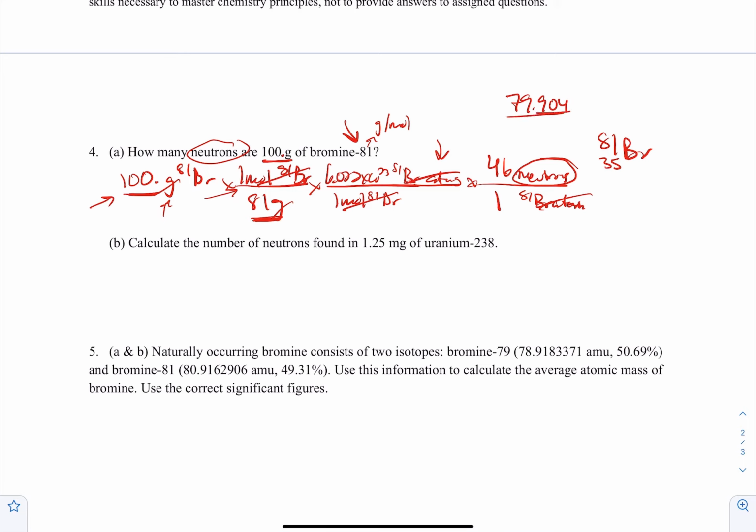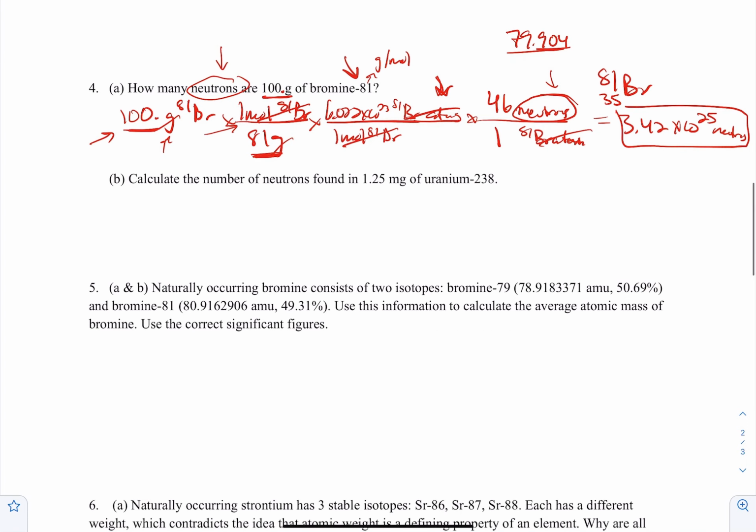So I turn it to moles, turn it from moles to atoms. Because I can only find out how many neutrons there are by knowing how many atoms of bromine there were first, and then turn that atom into neutrons. Then multiply everything on the top and divide it by everything on the bottom. If you do that correctly, you get some value like 3.42 times 10 to the 25th neutrons, using sig figs. So that's how we do that.